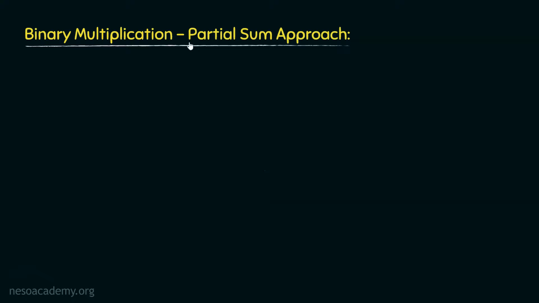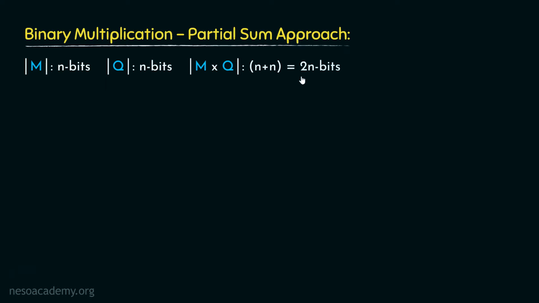Let's now observe the partial sum approach. Now before we dive straight into the partial sum approach, let me illustrate something very interesting. Say our m, that is the multiplicand, is of n bits, and also suppose the multiplier, that is q, is also of n bits. Now with this organization, the multiplication of m and q at worst case may generate a result which will be of n plus n, that is 2n bits.